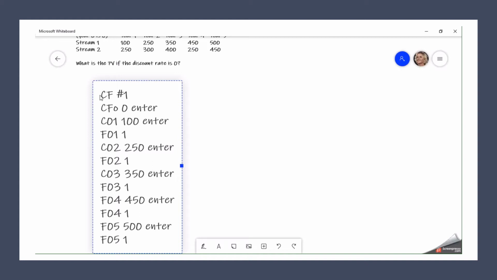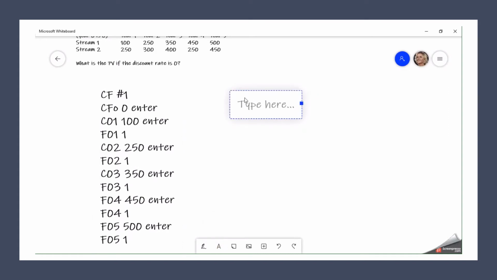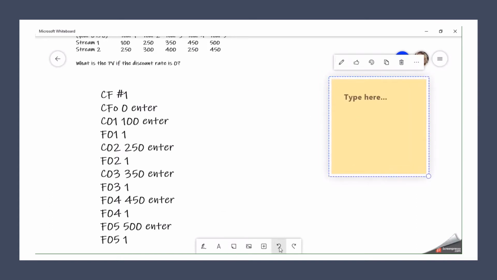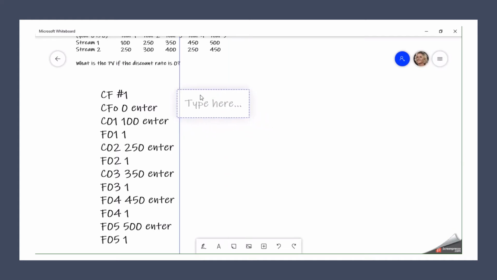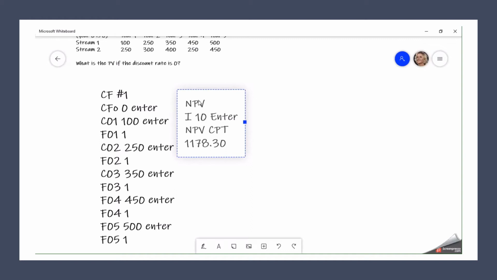Okay, so now I have that in my calculator. Then we're going to push, I don't know why it does this to me. I push the wrong buttons and it goes crazy. Okay, so let me get this up here. Then we're going to push our net present value button. We're going to have I equal to 10 and push enter. Arrow down and then push compute. And that gives us $1,178.30.